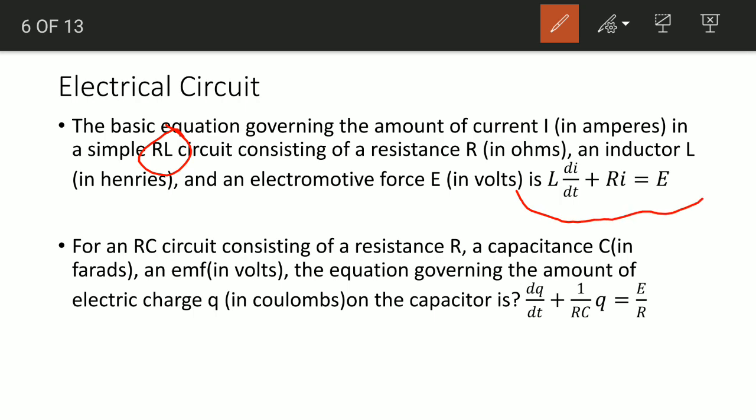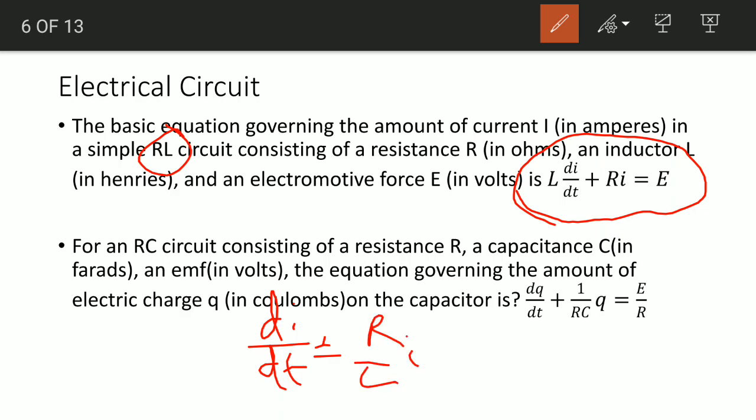So that is what you have. That's the formula governing the RL circuit: L di/dt + Ri = E. Already that is looking like a first order differential equation. We can rewrite it as di/dt + (R/L)i = E/L.